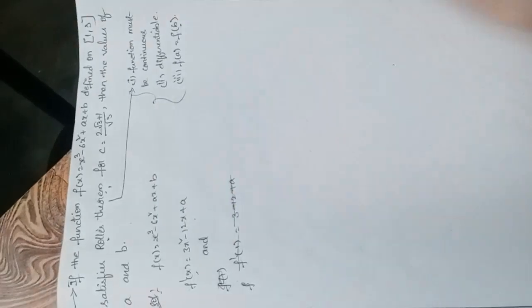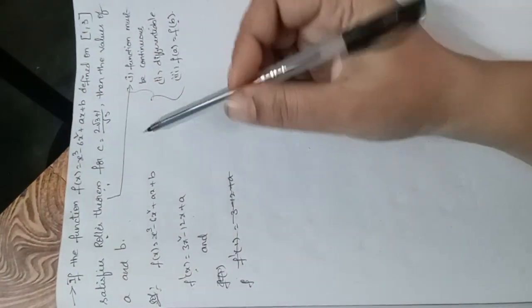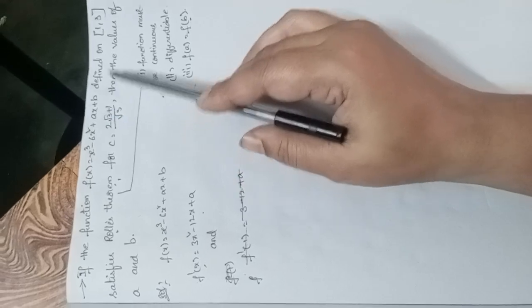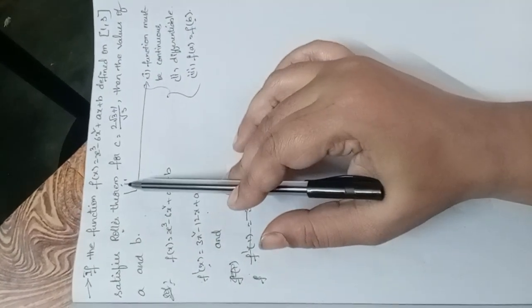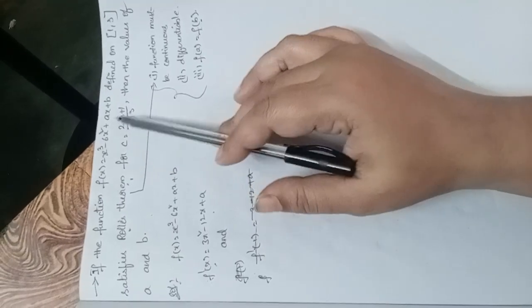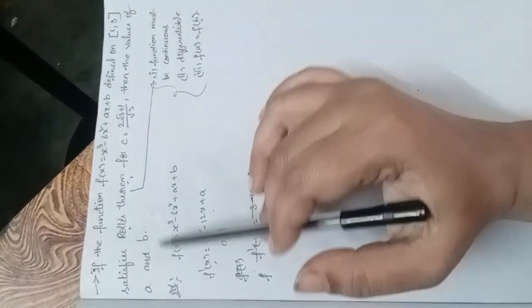The question is: if the function f of x equals x cube minus 6x square plus ax plus b, defined on the closed interval 1 comma 3, satisfies Rolle's theorem for c equal to 2 plus 1 by root 3, then find the values of a and b.